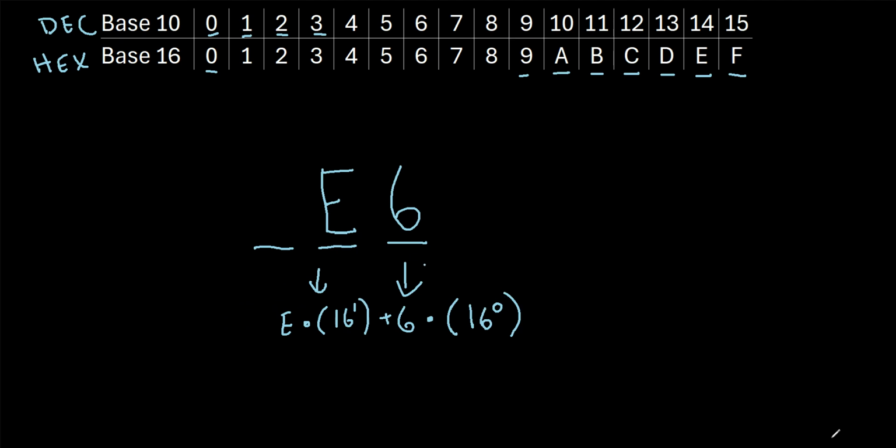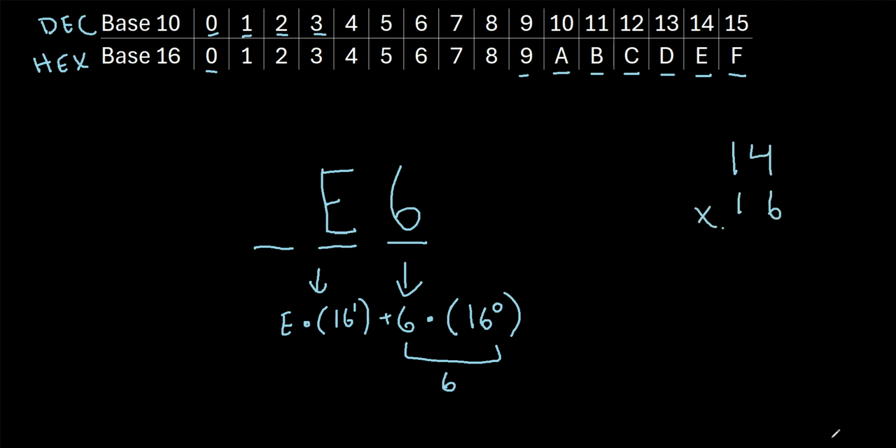So let's see what we get here. So 6 times 16 to the 0. Well, anything to the 0 power is just 1. So this is really just 6 times 1. So this is equal to 6. What about E times 16 to the first power? Well, anything to the first power is just itself. So we really just have E times 16. And remember, in a hexadecimal system, E corresponds to 14. So what we really have is 14 times 16. So let's see what that is.